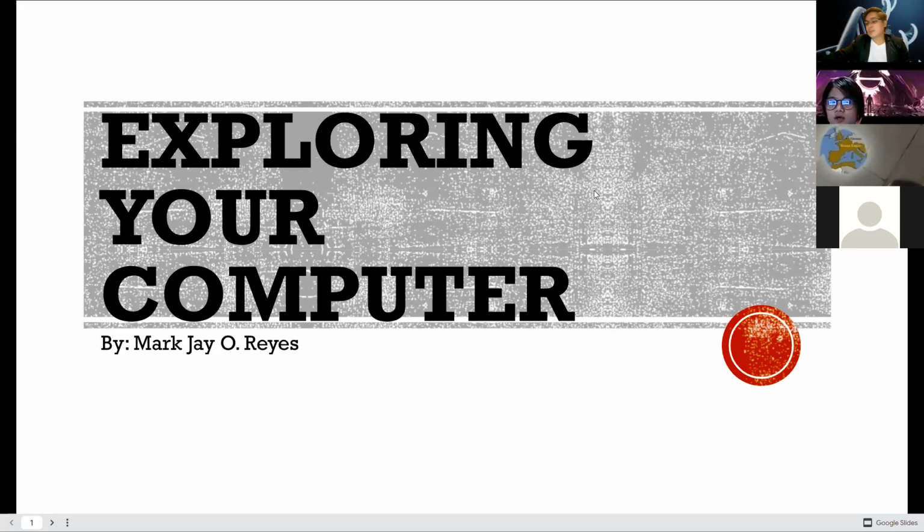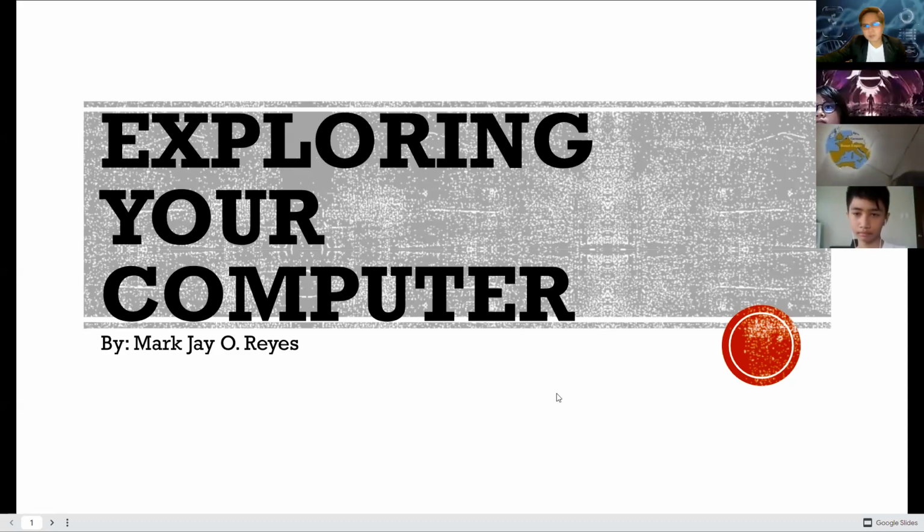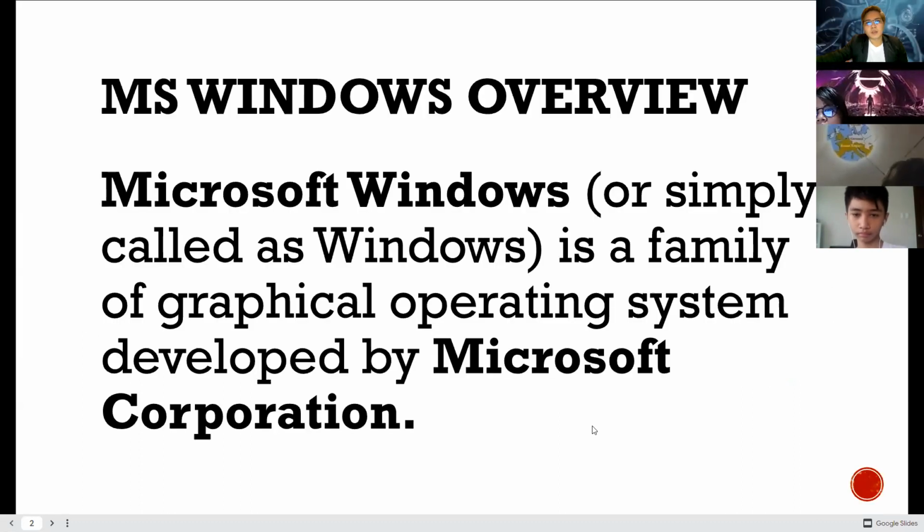We are now in the introductory lesson for Computer 7: Exploring Your Computer. MS Windows overview. MS stands for Microsoft. Microsoft Windows, or simply Windows, is a family of graphical operating systems. Operating system, meaning the OS, the one that operates the computer, developed by Microsoft.